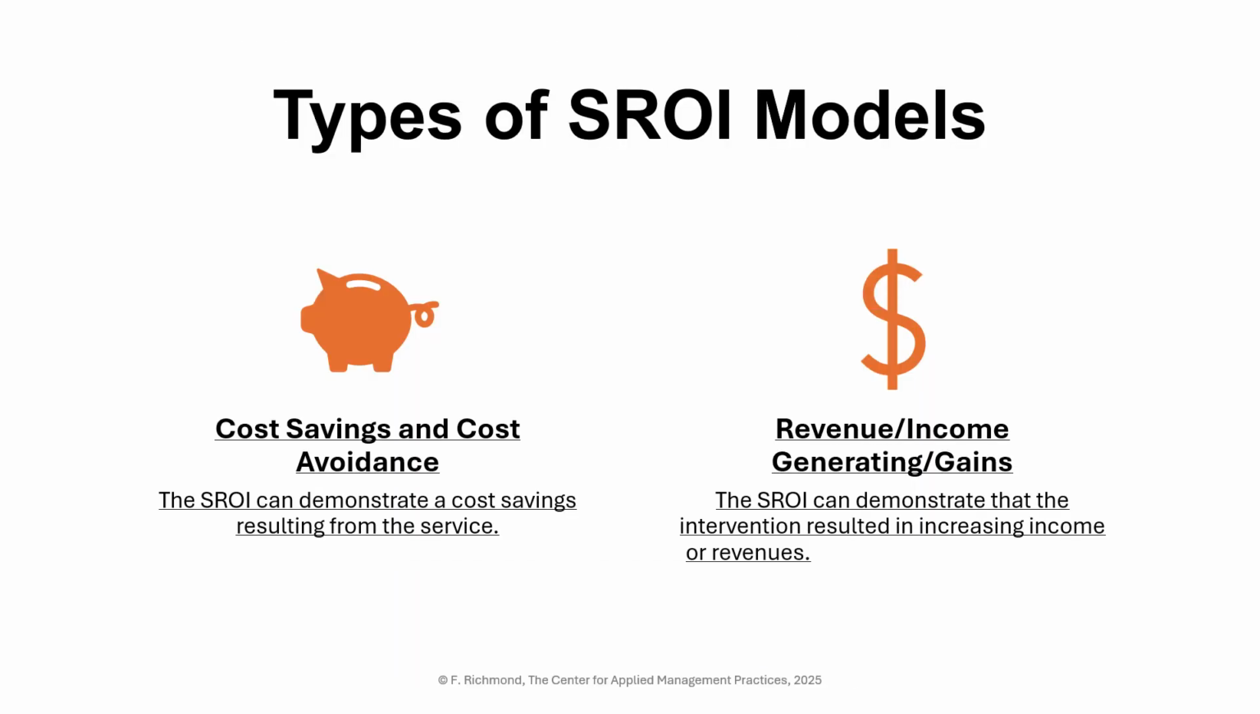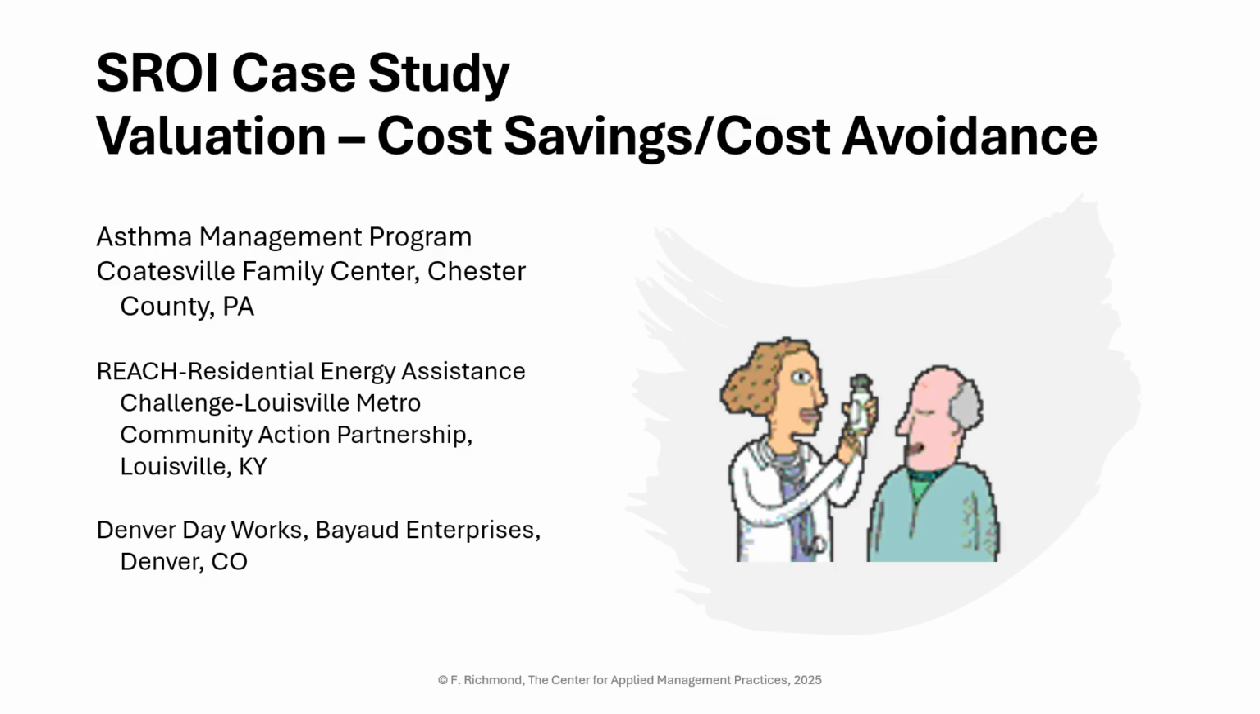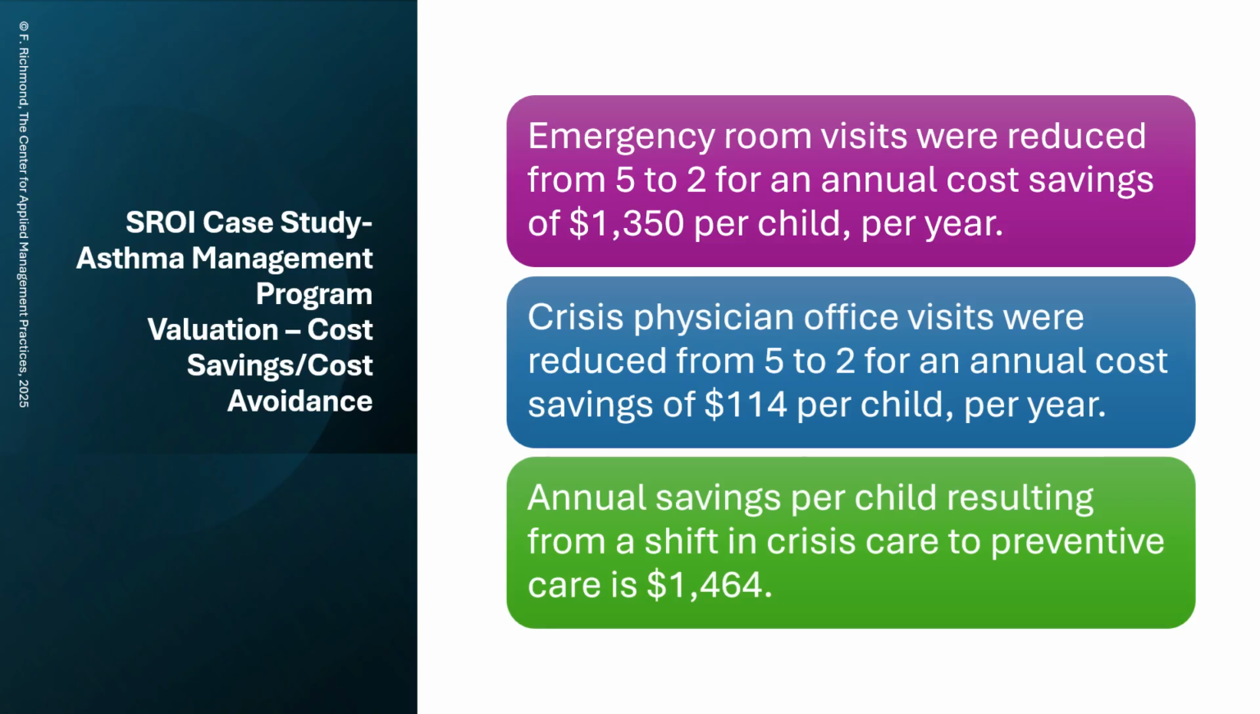So let's take a look, types of models. There's the cost savings and cost avoidance. In other words, you demonstrate, right now people want to save costs, whatever that means anymore. And those that can demonstrate increased income or revenue. They're both there, two different models. All of these are projects that our organization was involved in, so there's a lot more material behind this. If you ever want it, you can email, I think contact us on the bottom of this. All right, the first one was the asthma prevention program called the Coatesville Family Center in Chester, Pennsylvania.